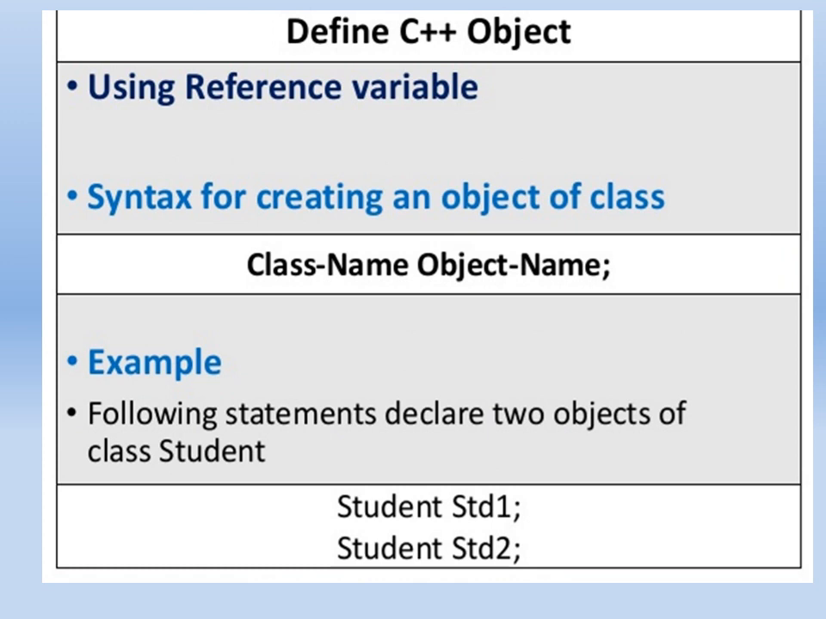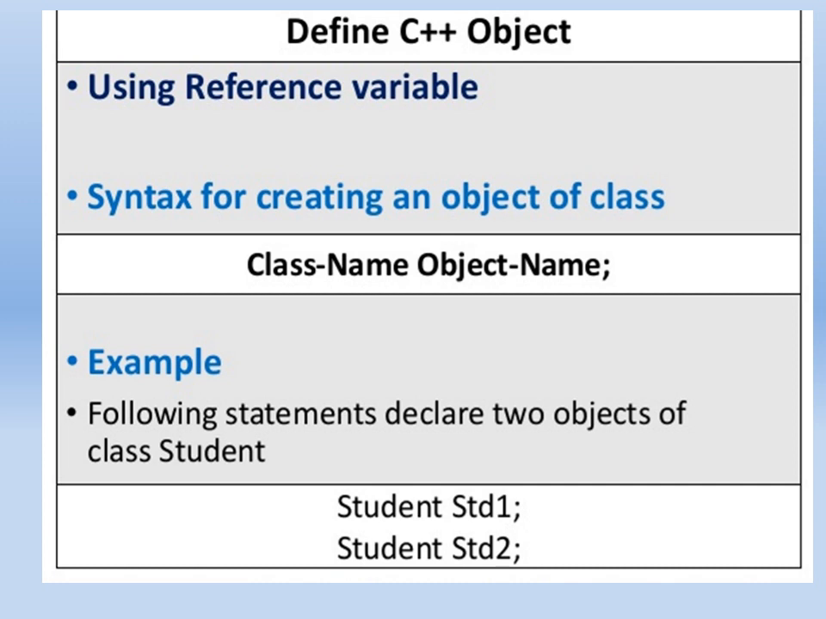See, it is using a reference variable. So what is the syntax? Syntax for creating an object of a class: we write class name and object name. So while creating the object, first you have to write the name of the class. In front of that you have to write the name of the object and end the statement with a semicolon.